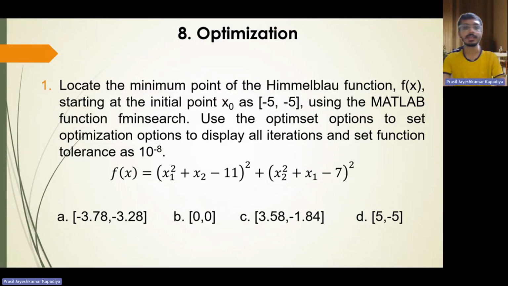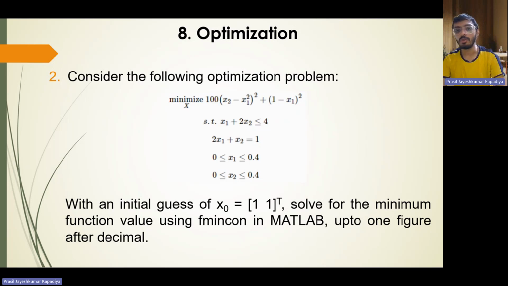Okay. Next question is, consider the following optimization problem. Minimize over x, 100 into x2 minus x1 square whole square plus 1 minus x1 whole square. This I need to minimize with some constraints. x1 plus 2x2 is less than or equal to 4. 2x1 plus x2 is equal to 1. 0 less than or equal to x1 less than or equal to 0.4 and 0 less than or equal to x2 less than or equal to 0.4. Initial guess is given as 1, 1. And we need to use fmincon.